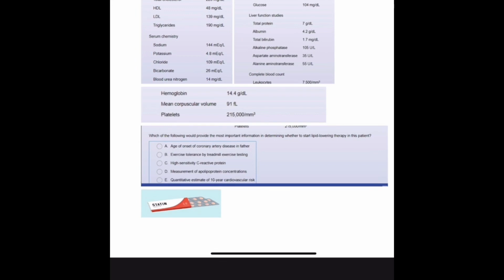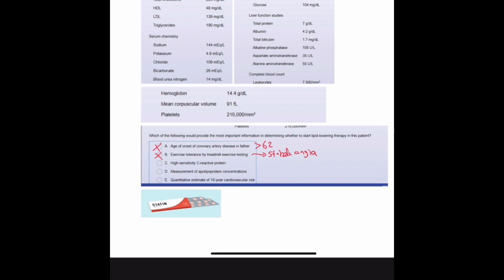Question: which one of these factors will indicate a lipid-lowering therapy using statins? A is the onset of coronary artery disease in his father. This is not significant as his father developed this artery disease at an older age. So A is false. B, exercise tolerance by treadmill testing. This test is not normally indicated in asymptomatic patients, while it's indicated for patients with symptoms of stable angina. So B is false.